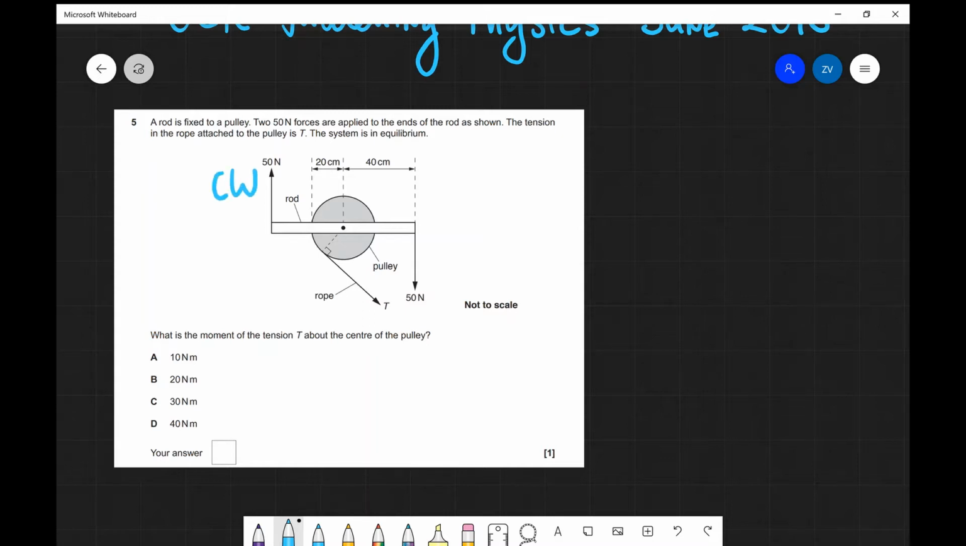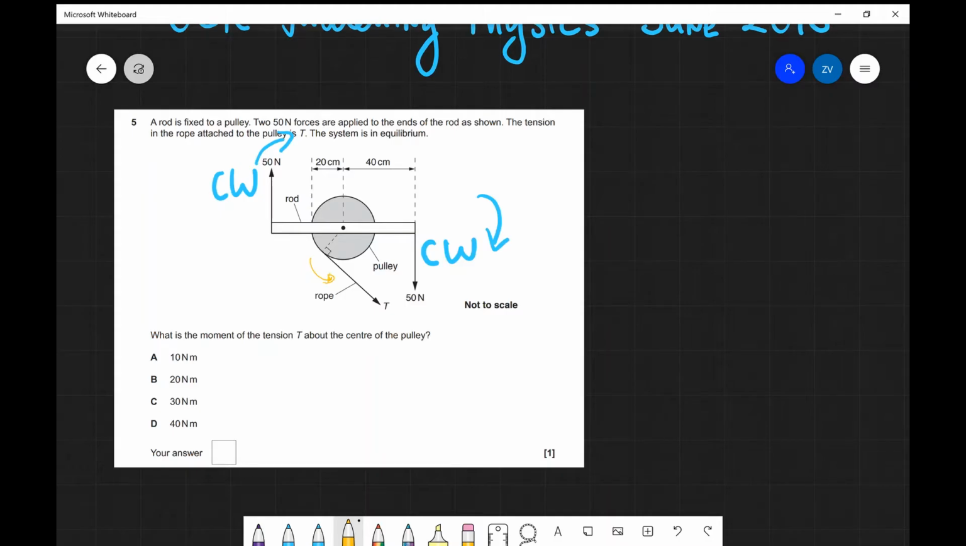I'm going to write a little CW here. The other 50 Newton force is also in the same direction, so that's clockwise as well, because they're both attempting to turn this in the clockwise direction. This tension though, that's actually attempting to pull it in the opposite direction.